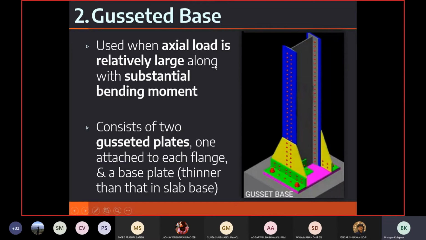It is used when axial load is relatively large along with a substantial bending moment. It consists of two gusset plates, one attached to each flange, and a base plate. Now, one thing that you would like to note is that in a gusseted base, the thickness of the base plate is relatively smaller because you add these gusset plates and you sort of alter the mechanism by which the transfer occurs. So in general, it is found that the thickness of the base plate in a gusseted base is slightly thinner than what is used in the slab base.